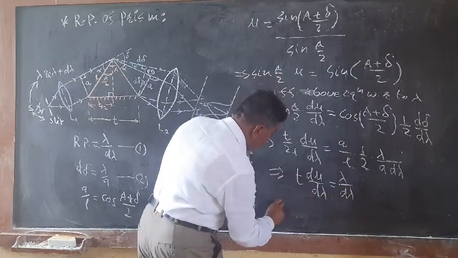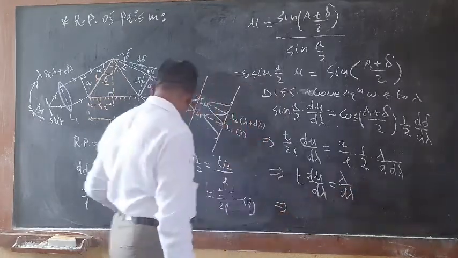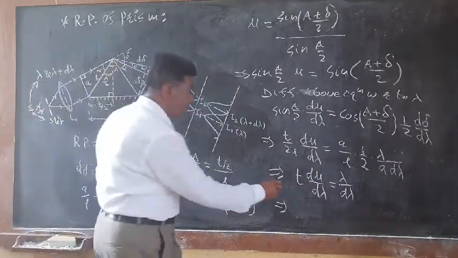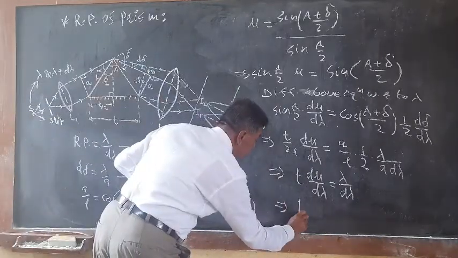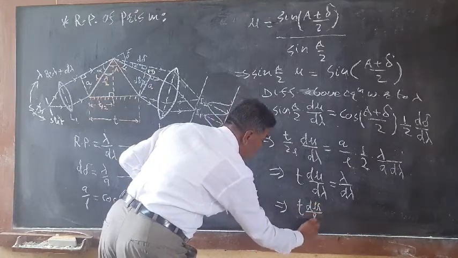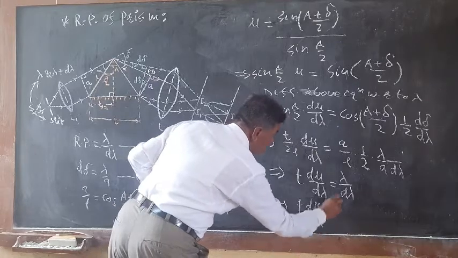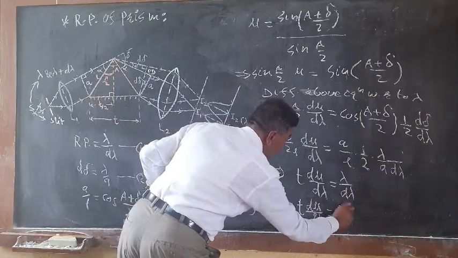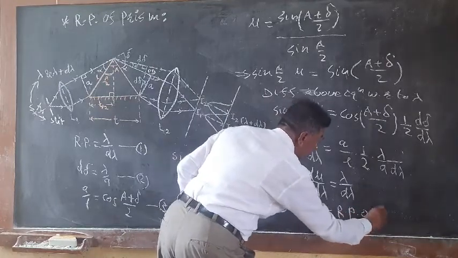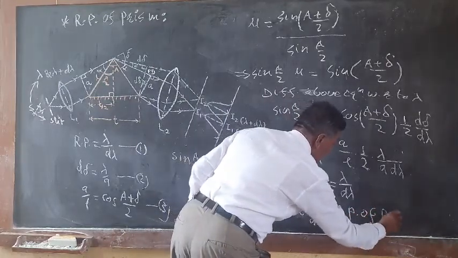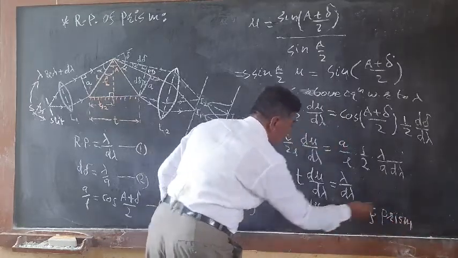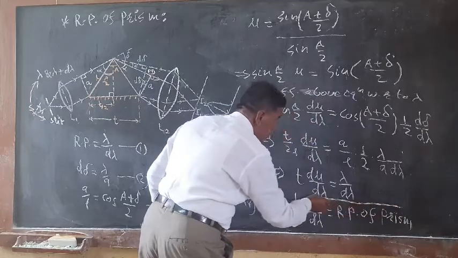Again from equation 1, it is seen that lambda by d lambda is nothing but the RP of the prism. Therefore we can write t into d mu divided by d lambda, which will be equal to, this is nothing but the RP of the prism. This is the expression for the RP of the prism, the required expression.